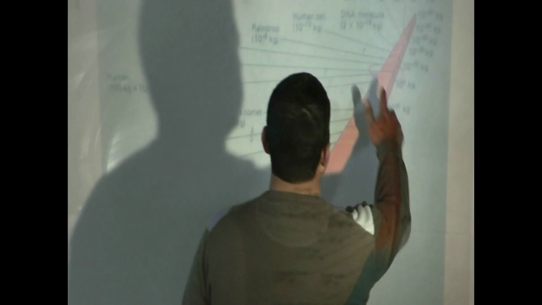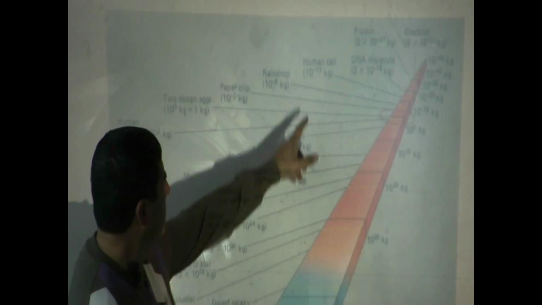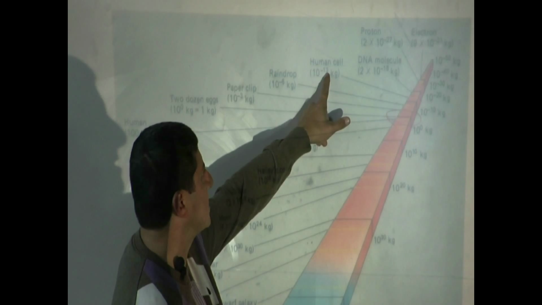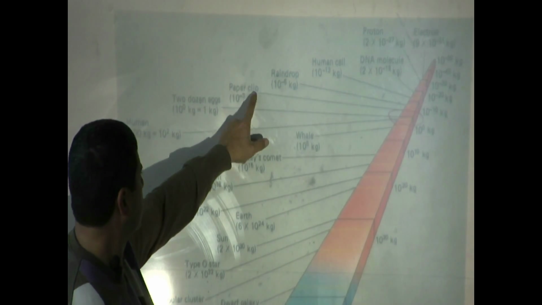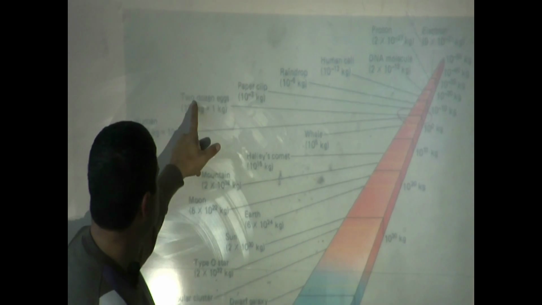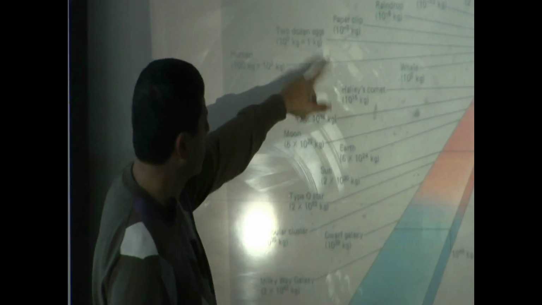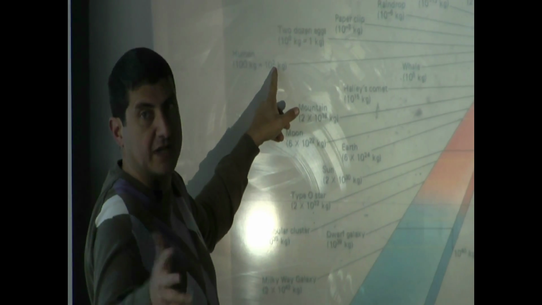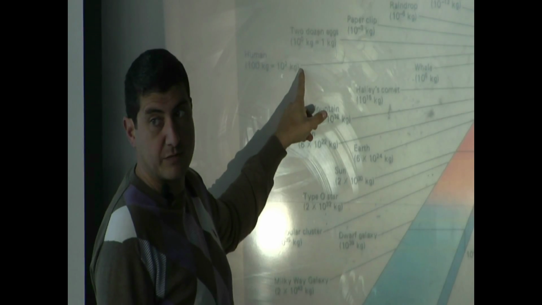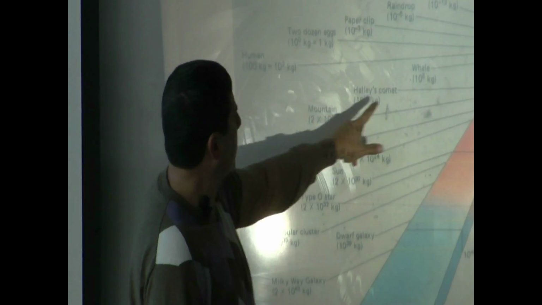Okay, then you get bigger things, DNA molecule, 2 times 10 to the minus 18. Human cell in your body, 10 to the minus 13 kilogram. Raindrop, 10 to the minus 6. Paper clip, 10 to the minus 3 kilogram. 2 dozen eggs, 10 to the 0 kilogram, approximately 1 kilogram. Human, we are roughly of the order of 10 to the second kilogram, because we are around 100 kilogram. Then you get whale, 10 to the 5th kilogram.